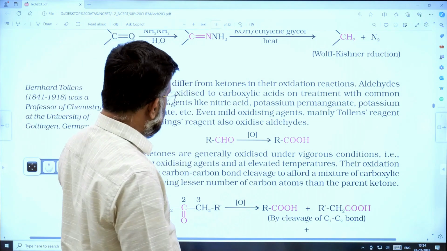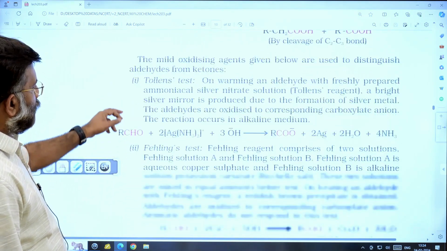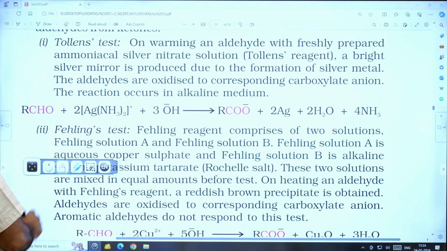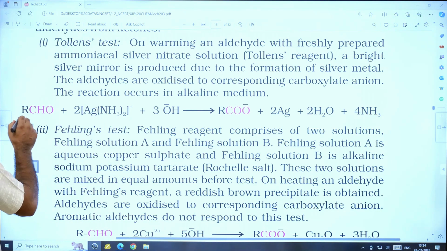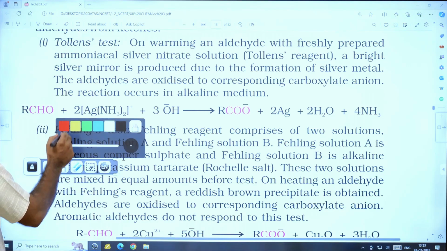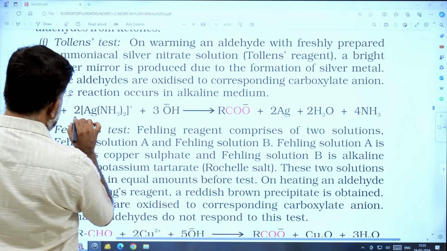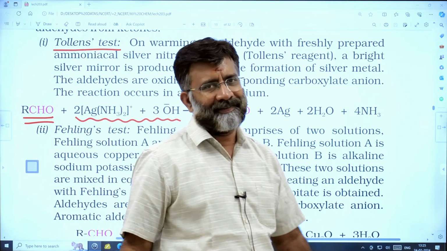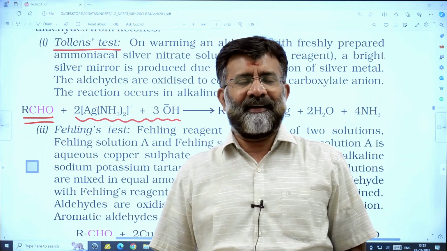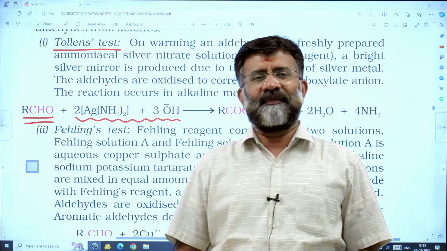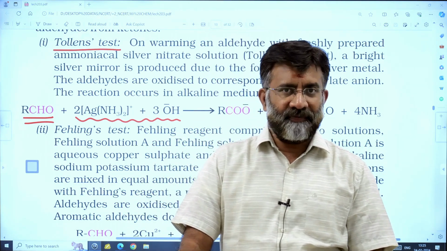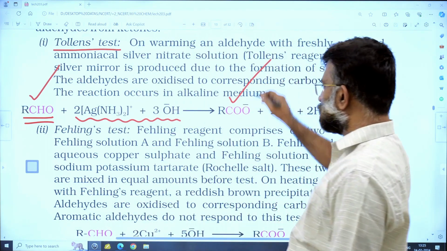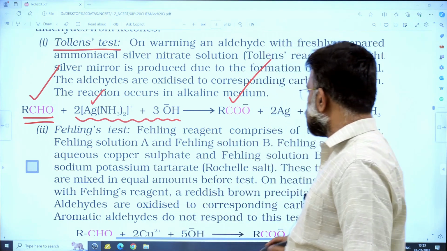And here we go with the tolerance test. This is the tolerance test for aldehydes. Any aldehyde, whether aromatic or aliphatic, when treated with the ammoniacal silver nitrate solution called tolerance reagent, is oxidized to carboxylic acid and metallic silver is reduced.